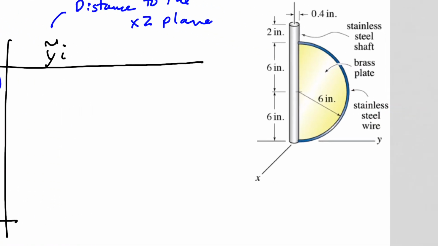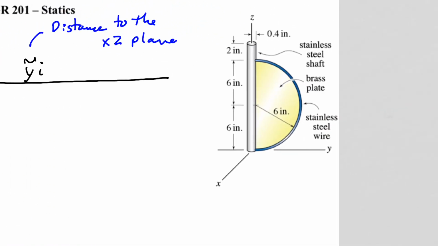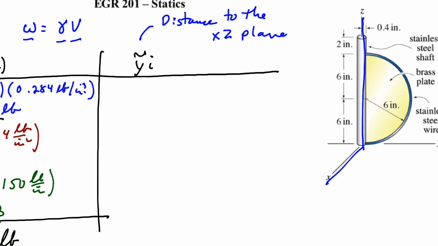If we look at the xz plane, this is our xz plane out here. We notice that this Z axis goes right down the center of that shaft. So for that stainless steel shaft, that distance is 0 because it is right on that plane.